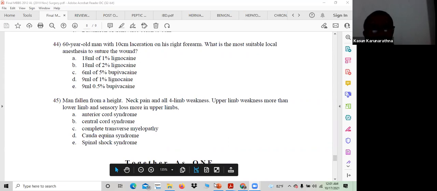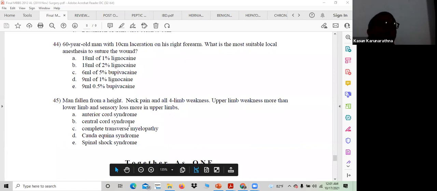Fallen from height, quadriplegic. There's a spinal cord, cervical spine injury, and this clinical presentation is, as Anaya said, central cord syndrome. Upper limbs are affected more than the lower limbs, right? Read about anterior cord, central cord, cauda equina, complete transverse myelopathy.